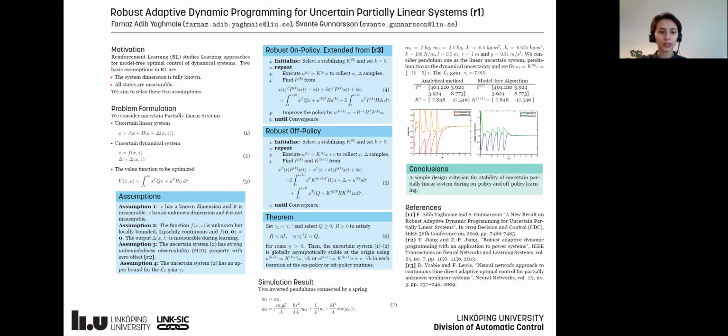Over the past 2 decades, dynamic programming has been used to develop reinforcement learning algorithms for model-free control of dynamical systems. On-policy and off-policy routines are 2 well-known examples. These algorithms have been shown to produce stable policies when the dynamics is purely linear. But the point is that in practice, we do not have a purely linear system.